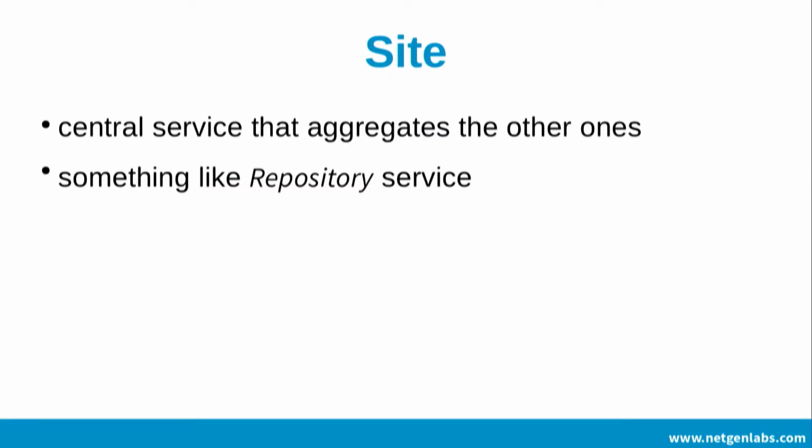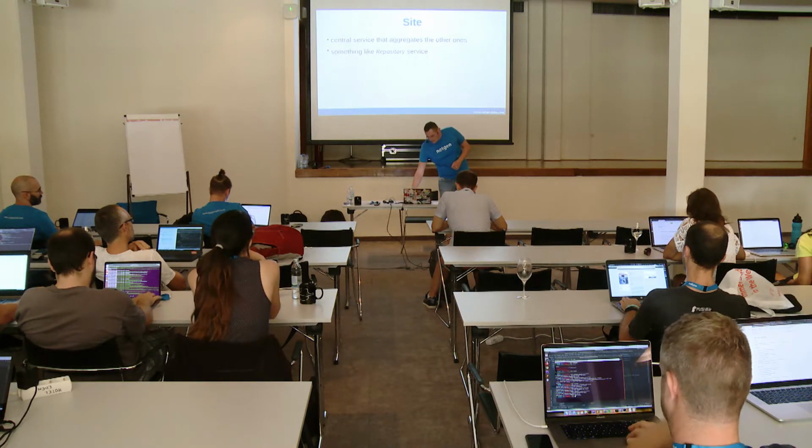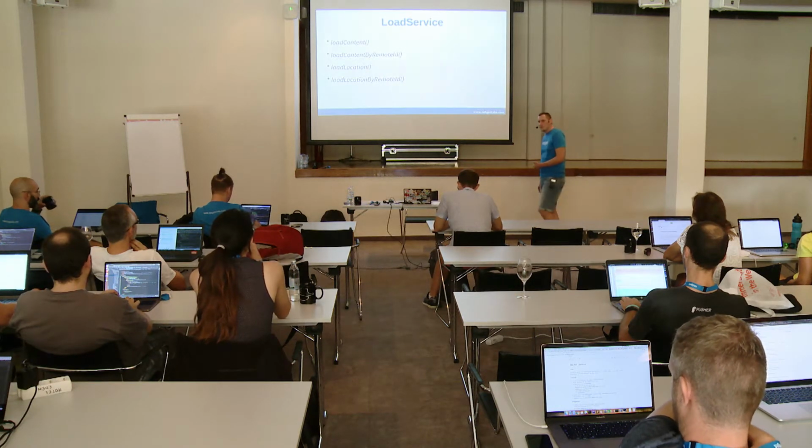So as I said, it's something like a central service, basically a service that you will inject inside all of your services, and you'll be accessing filter service, find service from this site. This is your central point for working with Site API. Again, load service. This is something like content service and location service put together into one. So you have load content by remote ID, load location by remote ID. So every single method will return the content or location with proper translation result.